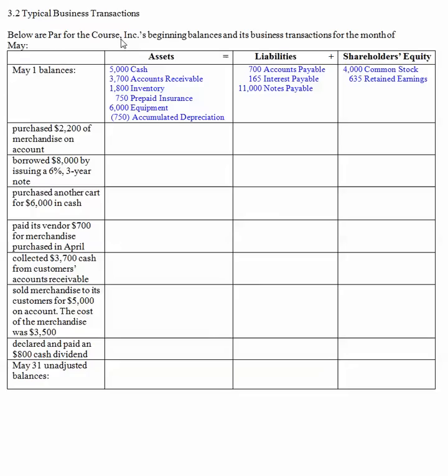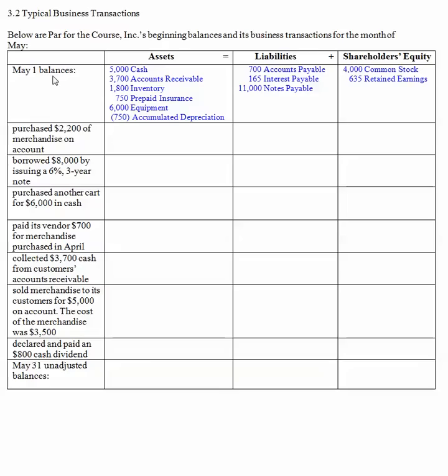We're going to use Par for the Course, and we're going to see how to record typical transactions using debits and credits. To start, the company had beginning balances. You can see those all right here. In other words, these balances were the balance sheet from April 30th, i.e. the end of the prior month.